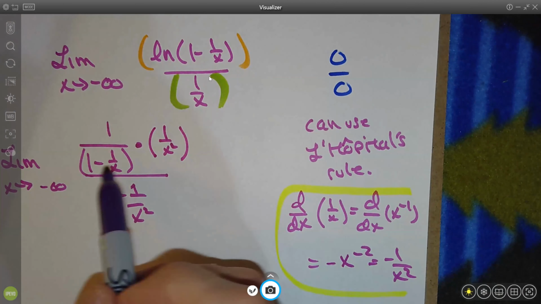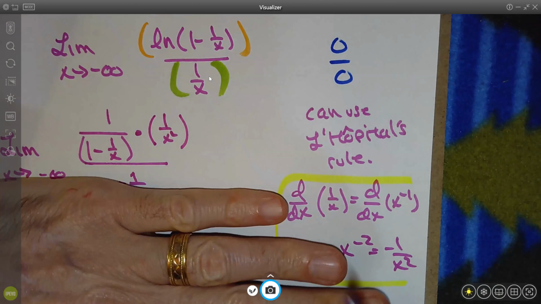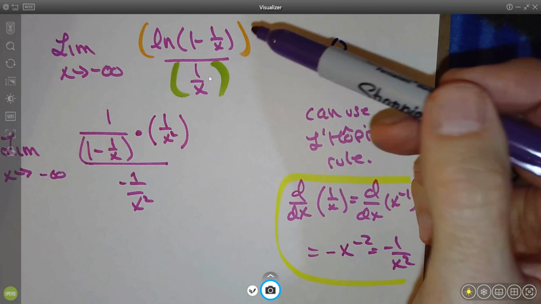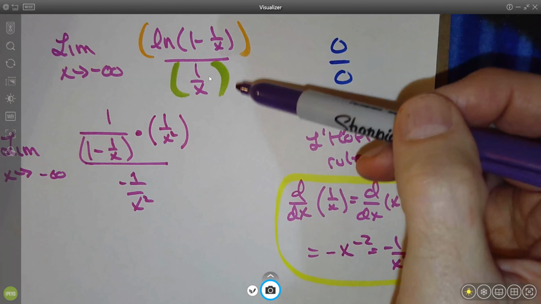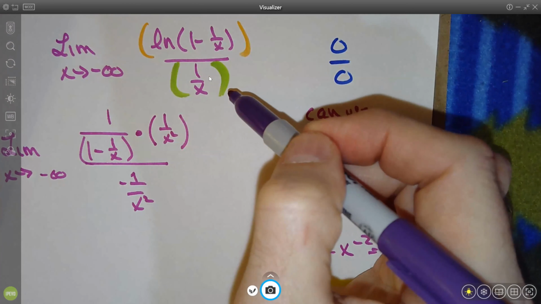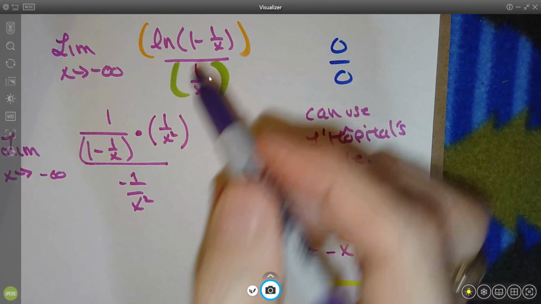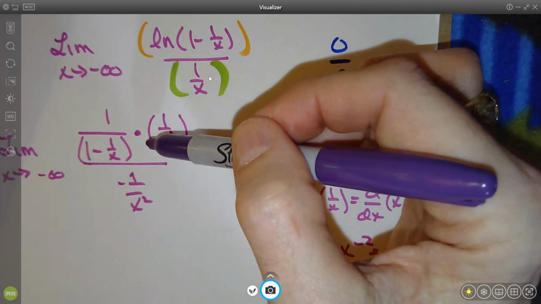Why aren't you using the quotient rule here to find the derivative of the function? Well, because you've got to remember, L'Hopital's rule says you differentiate the numerator and differentiate the denominator. So I'm not applying the quotient rule. I'm not trying to find the derivative of the whole function, in which case you'd be right. I'd have to be using the quotient rule. L'Hopital's rule says you differentiate the numerator and differentiate the denominator.